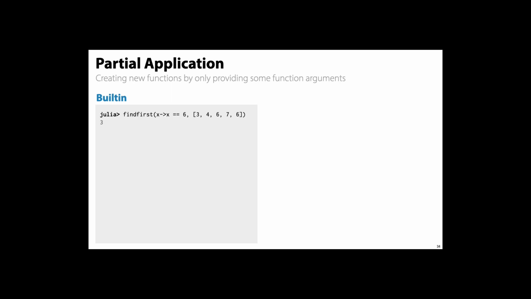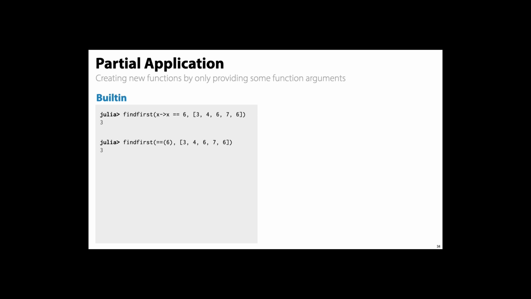So let's say we have an example. You have an array of elements, and you want to find the index for when an element has the value 6. So we can provide an anonymous function that takes a value and then compares that to 6. You can see in this case, it will return 3 because the value 6 is the third element. Why not the second element? Well, because Julia has one-based indexing. The first element is 1.